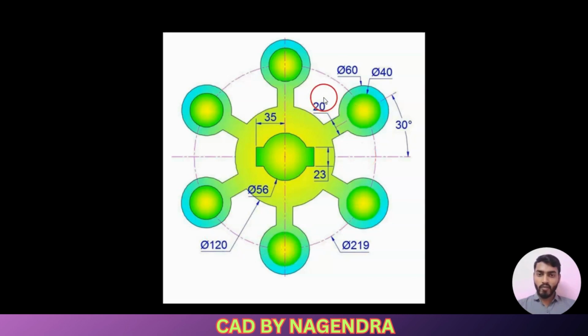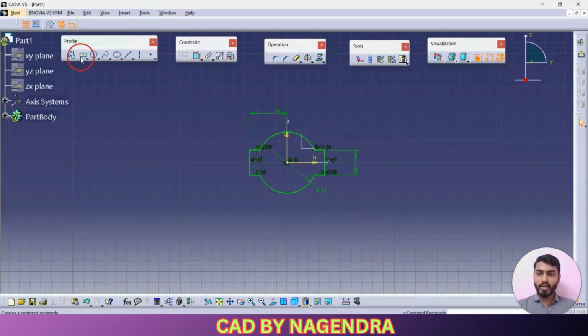For that, we need to create one original one, exactly on this vertical axis here. Now to create this profile, we have two circles, one with a diameter of 40 and one more with a diameter of 60. The center point of the circle should be exactly on this 219 diameter construction circle. Now first let's create this construction circle with a diameter of 219.